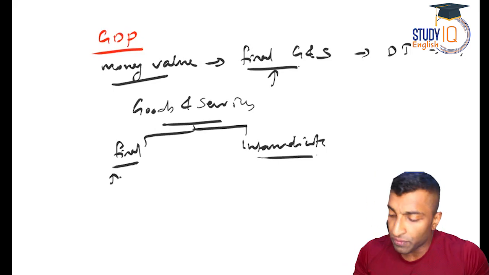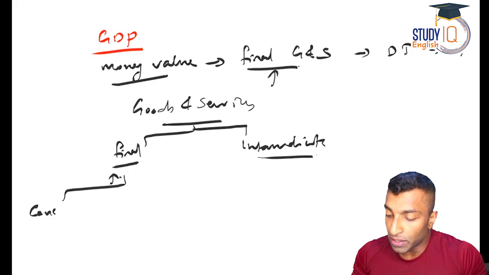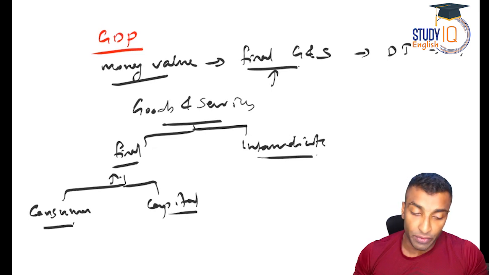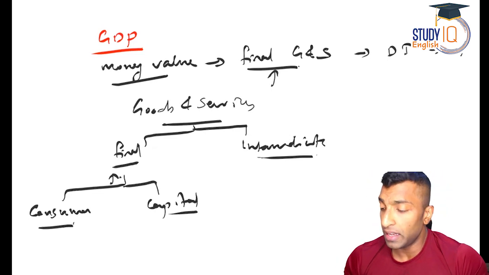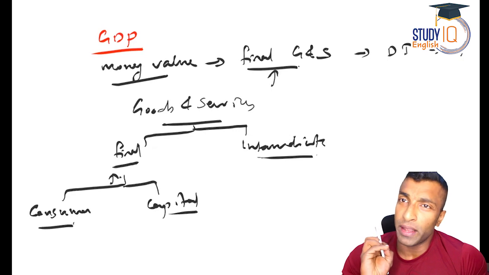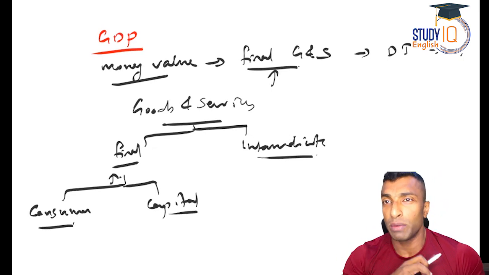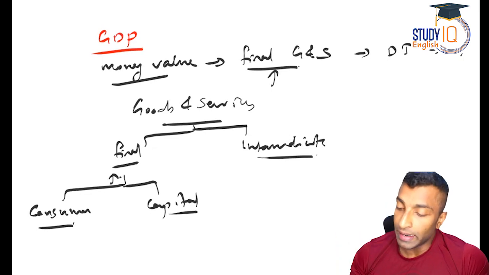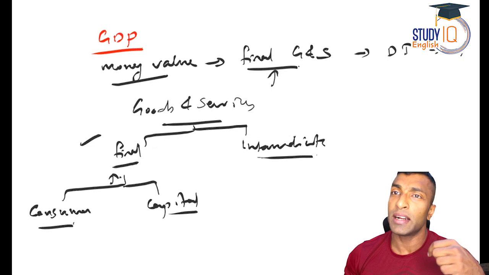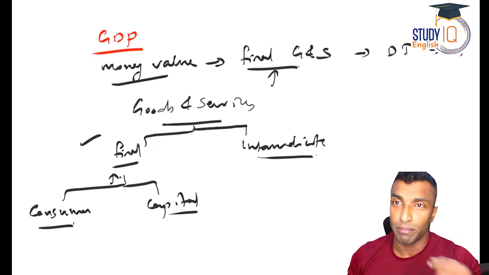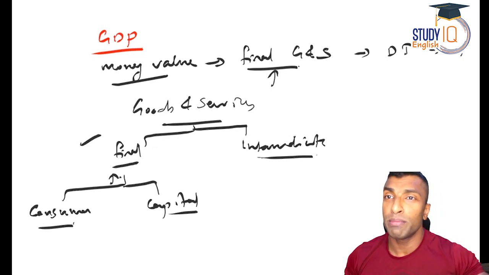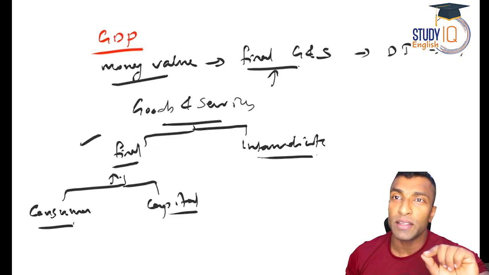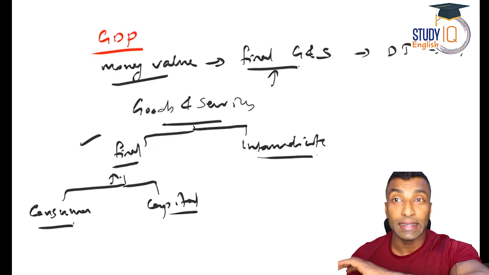Now, these final goods can further be divided into consumer goods and capital goods, right? For example, if I just buy milk for my household purpose to make tea in my home, what is that? It is a consumer good. It is a final good. But if I'm running a tea shop and I'm buying the milk, and that milk is used to make tea, and I'm going to sell the tea, what is the final good there? Tea is the final good and milk is going to be the intermediate good.